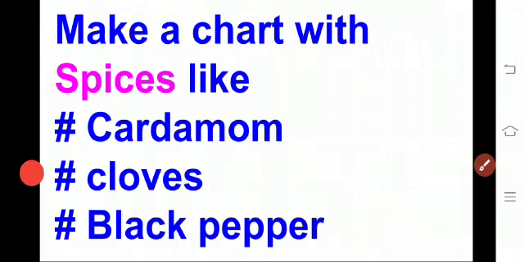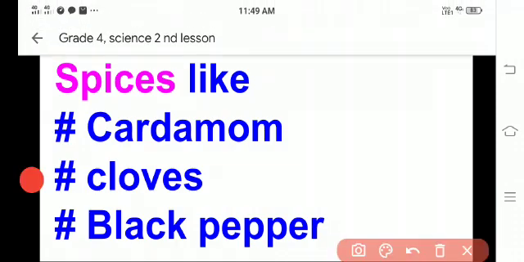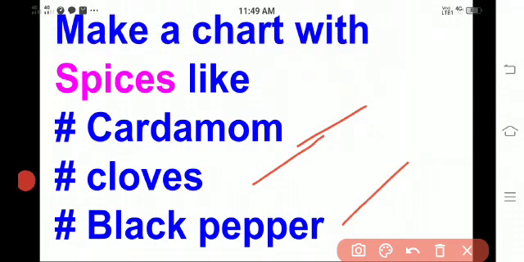Next, make a chart with spices like cardamom, cloves and black pepper. You can paste it in your homework note. Ask your mom, as cardamom, cloves and black pepper are in your kitchen. Collect them, paste them in your homework note and send it to me. If you have any doubts, you can refer to the picture given in your book on page number 16.